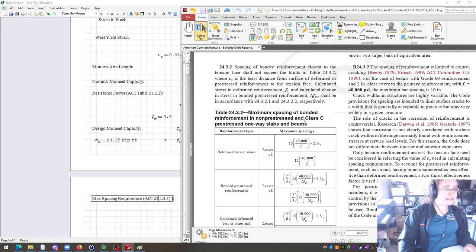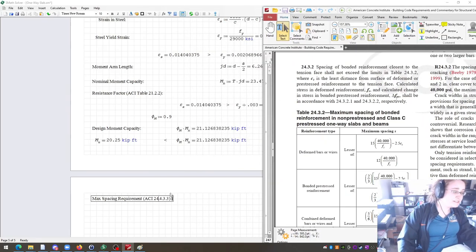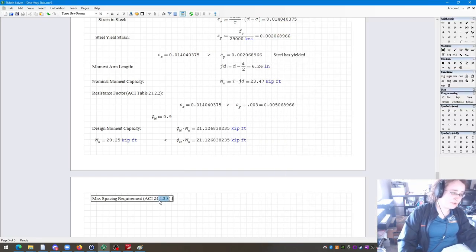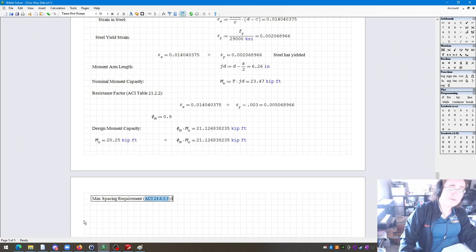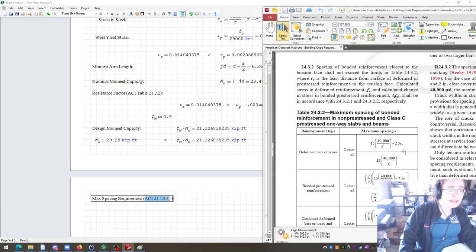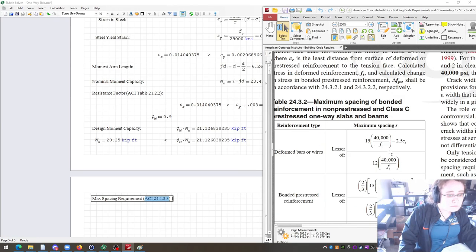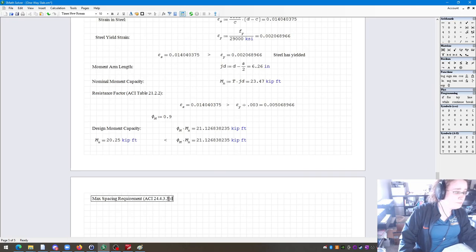Maximum spacing of bonded reinforcement in non-prestressed and Class C prestressed one-way slabs and beams. So we will need to use 24.4.3.3 for the temperature and shrinkage steel, or crack control steel, but that won't apply for our primary flexural reinforcement. Instead, what's going to apply is this here. Table 24.3.2.